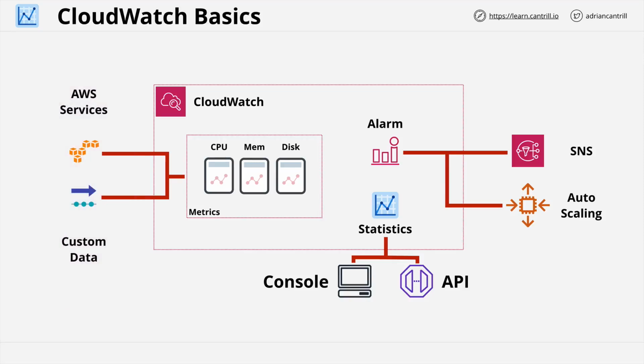This data is injected into CloudWatch and it's managed as metrics. And I'll go into more detail on exactly what a metric is very soon. CloudWatch manages lots of metrics. On this diagram, I've provided 3 examples: CPU utilization, memory utilization, and disk utilization.